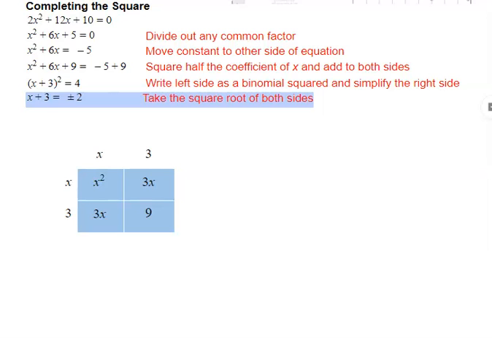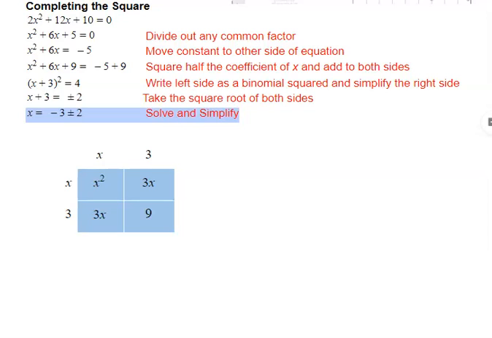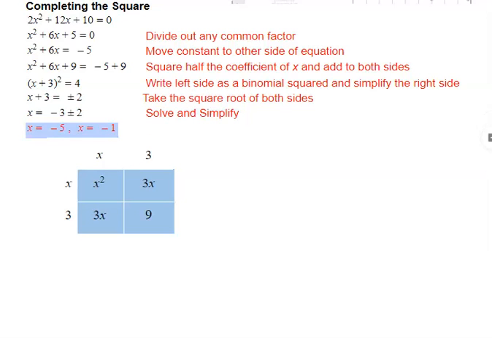And if you recall in Graspable Math, that's really two separate equations. x is equal to -3 plus or minus 2 would give me x equals -3 plus 2 and x equals -3 minus 2. So I'm getting the same two solutions. x is equal to -5 and x is equal to -1.